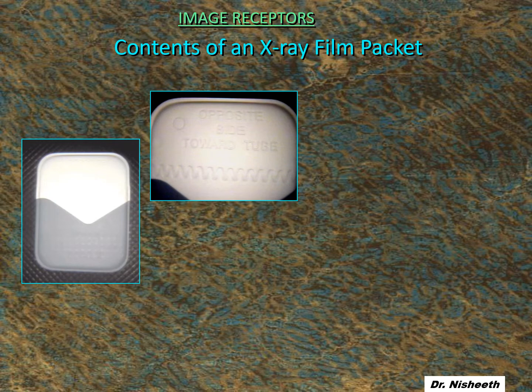It contains a flap. It is a plastic packet which is light blue in color, on which a white flap is there. It is like an envelope. A dot is marked here if you see carefully. It is written "opposite side towards tube," which means this colored side should not be facing the tooth or the X-ray tube. The opposite side should be facing the X-ray tube.